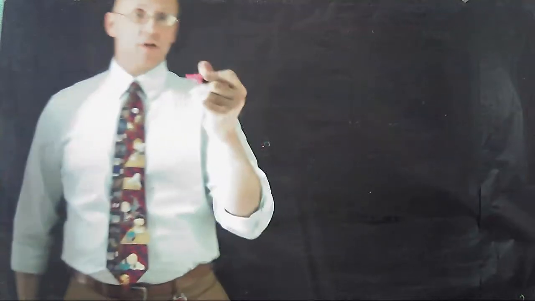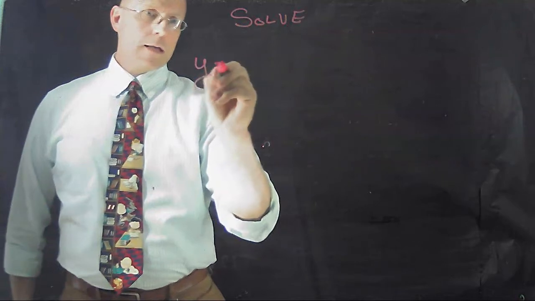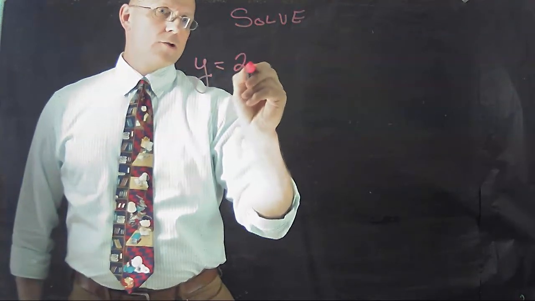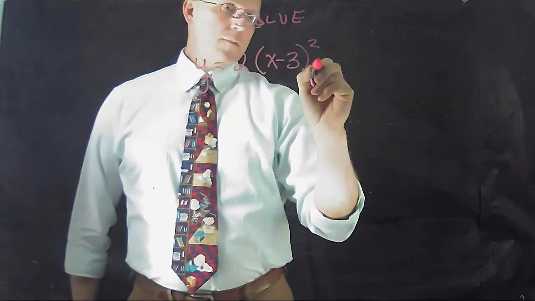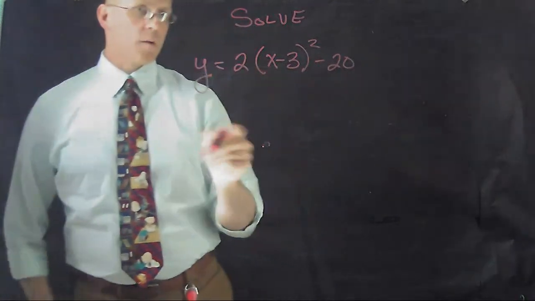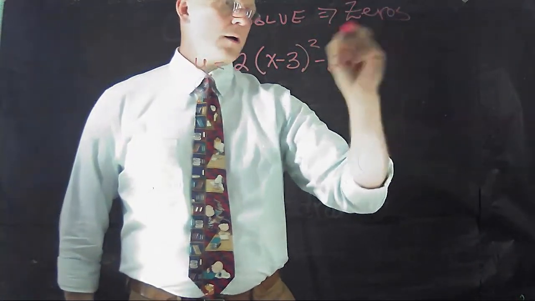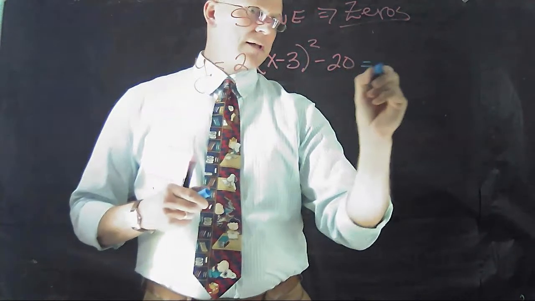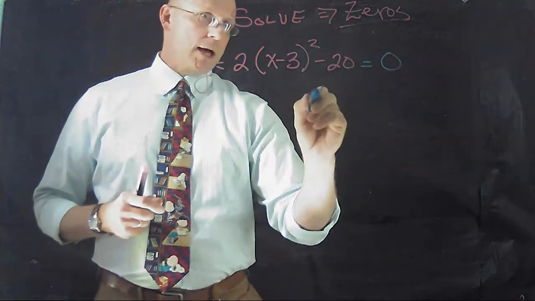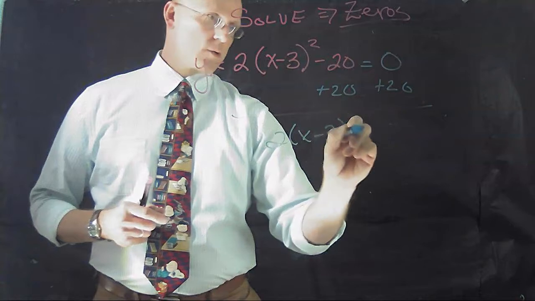Let's say I wanted to solve the following equation: y equals 2 times the quantity x minus 3, squared, minus 20. Remember, solving it means finding the zeros. So I'm going to set it equal to 0. I would add 20, and I get 2 times x minus 3, the quantity squared, equals 20.